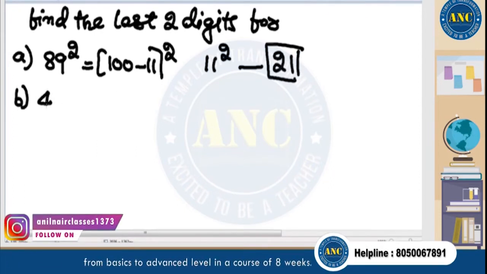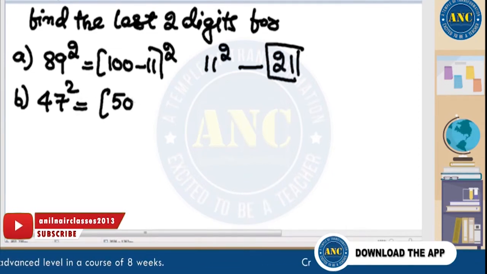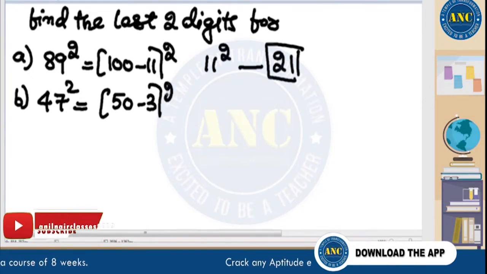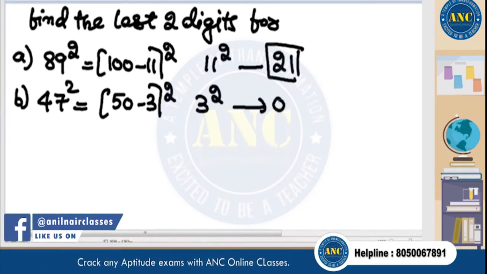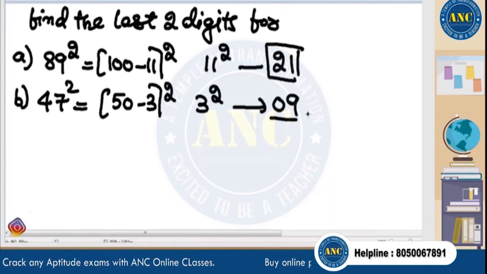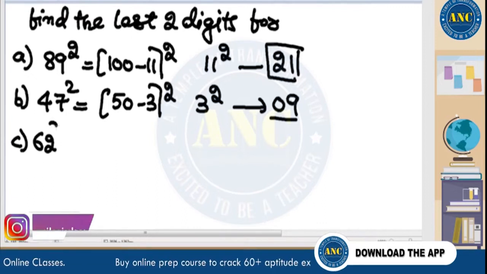Find the last two digits for 47 square. Don't waste your time. 47 is 50 minus 3 whole square. For 50 minus x square, the last two digits of x square are the same. Answer is 09.